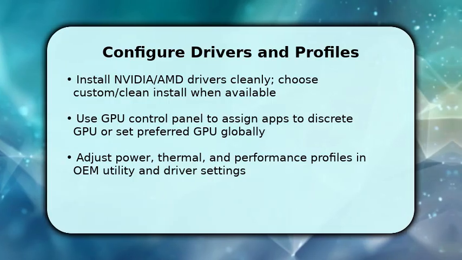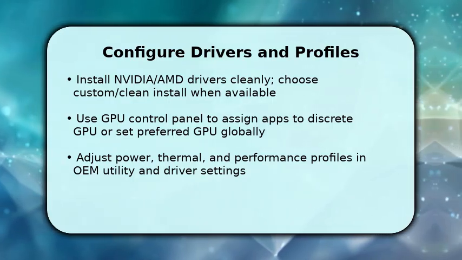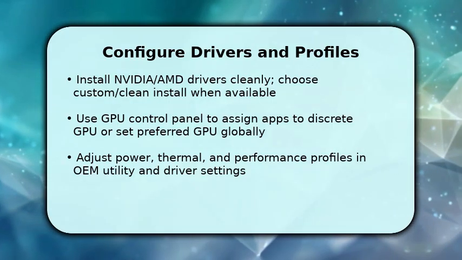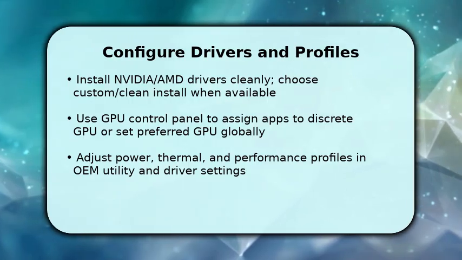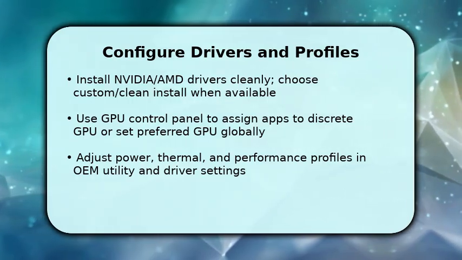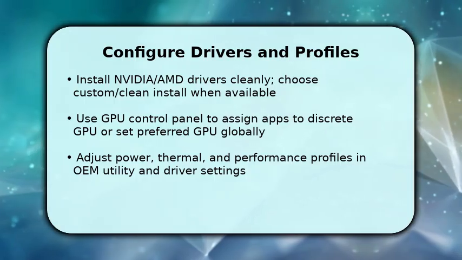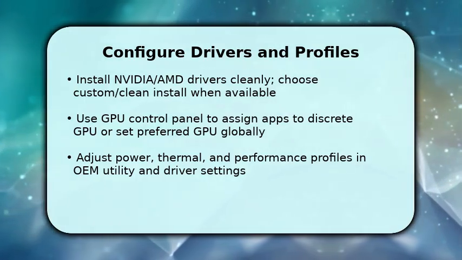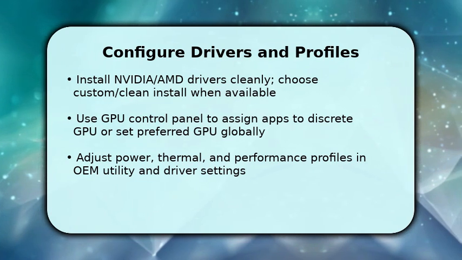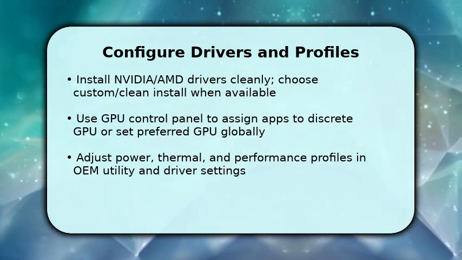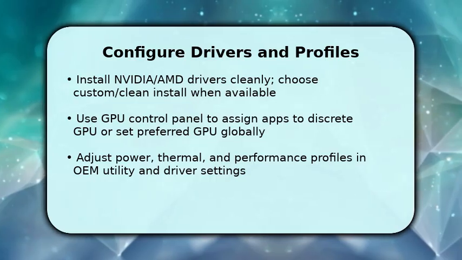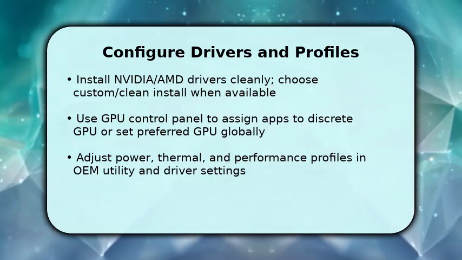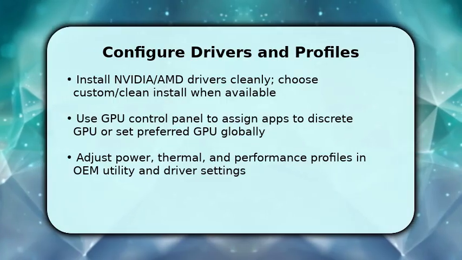After installation, open the NVIDIA/AMD control panel to assign specific apps or games to the high-performance GPU or set the preferred GPU globally for performance needs. Also open your laptop's OEM power/thermal utility to select performance mode and raise TDP limits if supported. These middle steps ensure apps actually use the dedicated GPU and that cooling and power delivery match the increased load.